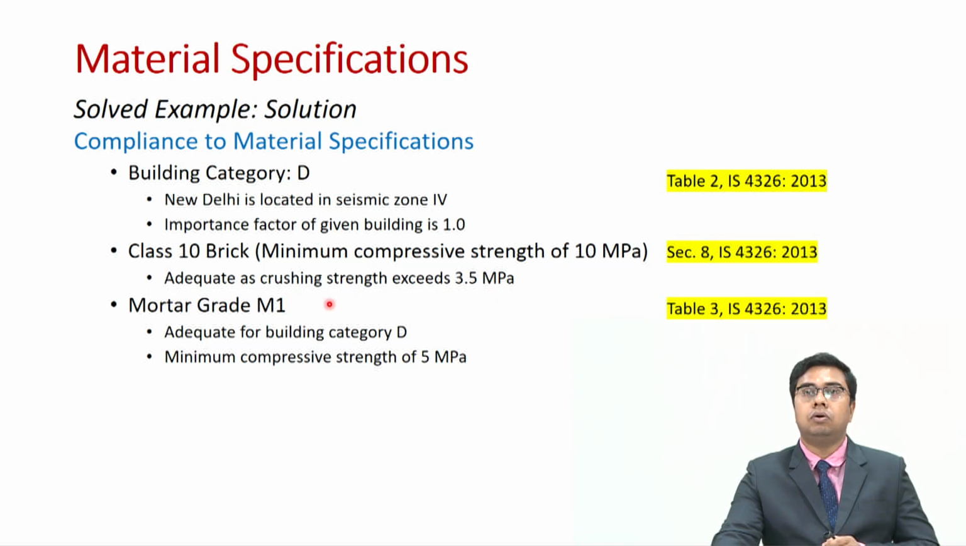Now, related to mortar grade M1, which we have used, this is also adequate for our building category D. For a building category D, based on table 3 of IS 4326, we can use a mortar M1, which has a minimum compressive strength of 5 megapascal. So, this is also complied. So, our material specifications are complied. We are not checking the material specifications related to steel reinforcement, because in steel reinforcement it is more of a detailing perspective.